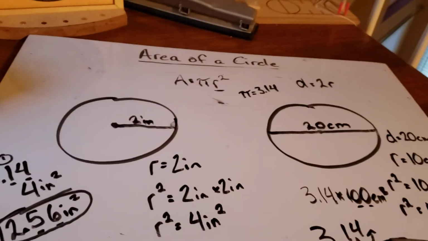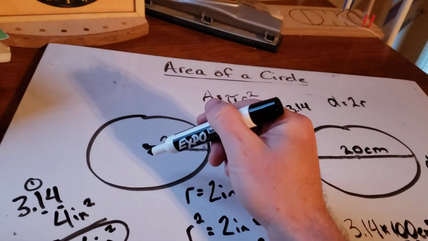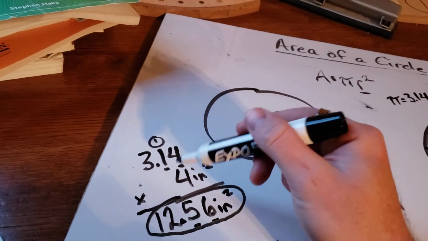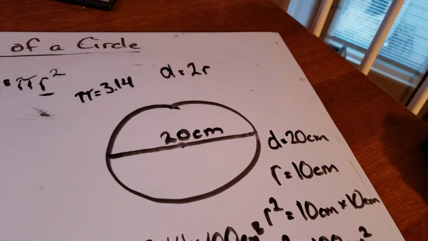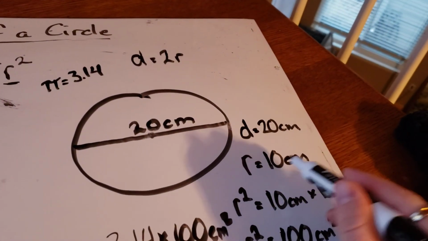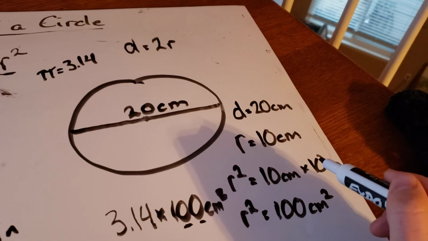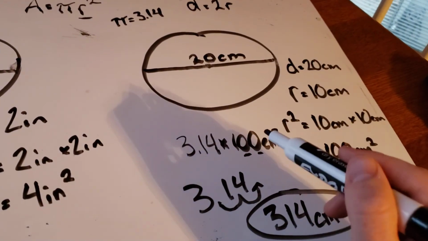So again, area of a circle. If you're given the radius, square it, times it by itself, multiply by pi. If you're given diameter, find the radius by dividing by 2, multiply it by itself, then multiply times pi.